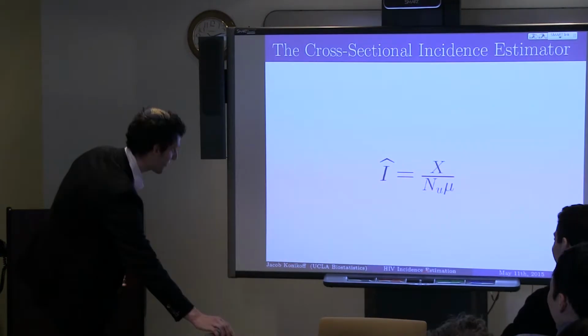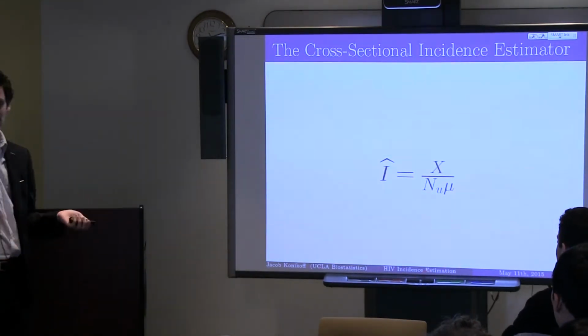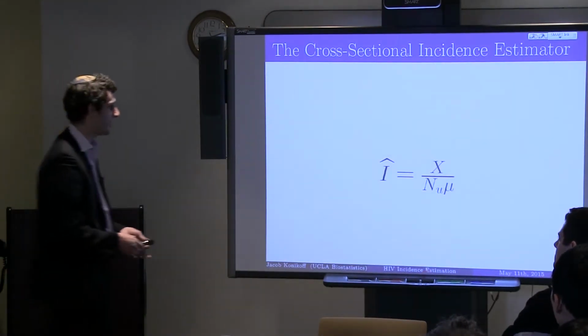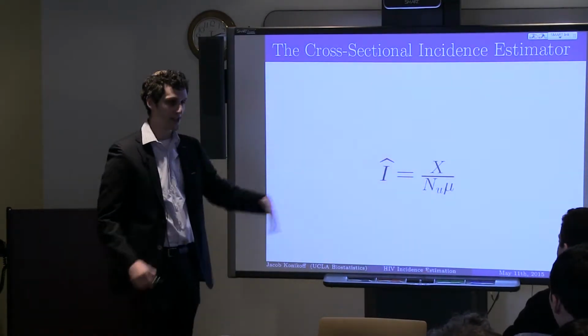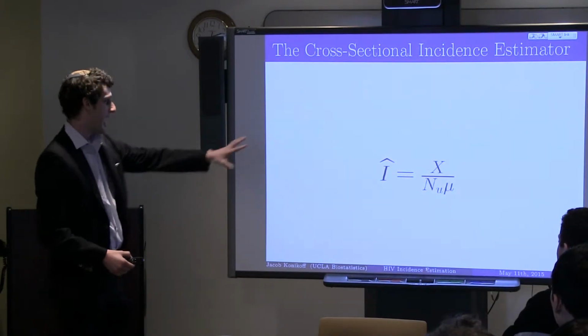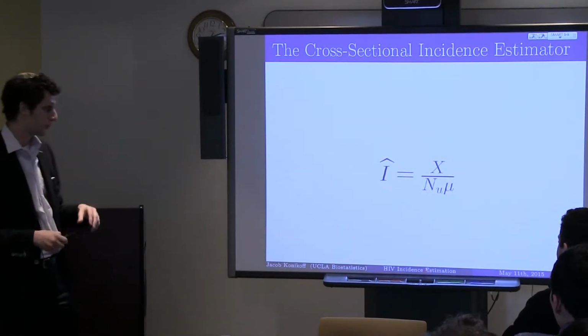But you can move over the N sub U and the mu, and that will give you an estimator, a rule for calculating incidence, which is we'll find the number of people in that early disease stage, we'll divide by the size of the susceptible part of the population, and then we'll divide further by mu.